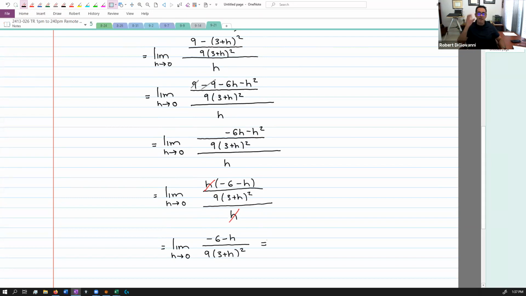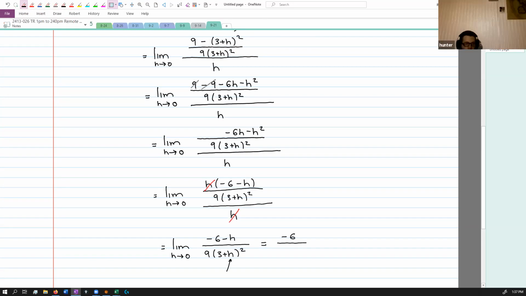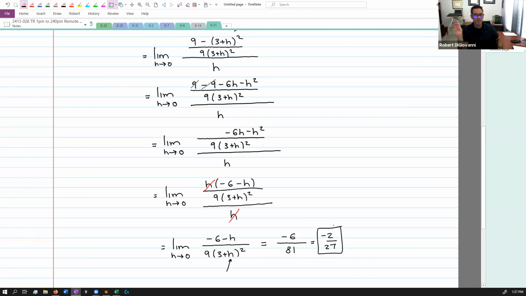And now take the limit, let h go to 0. So what will be left on top? -6. Okay, and on the bottom, if you let that h right there go to 0, instead of 3 plus h, it just becomes 3 squared, which is 9. And then you had a 9 in front of that, so 9 times 9, that's 81. And we already recognized that, right? Same answer. And then to get the equation, you do the same thing as before. You just use the y1 and the x1.